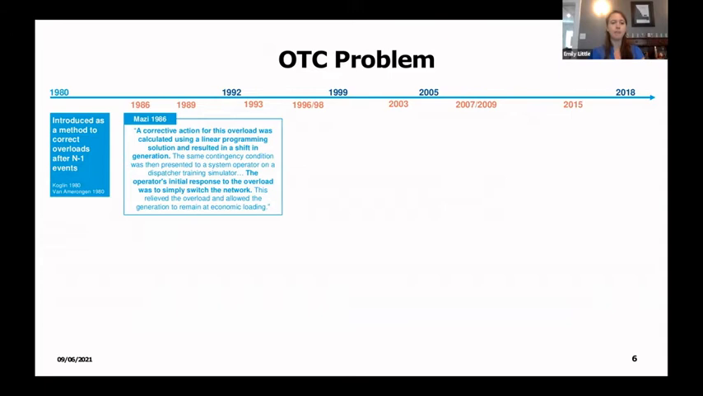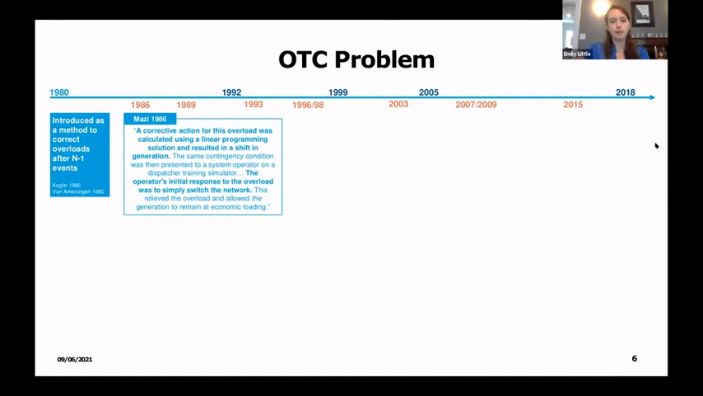in the network. There's a nice quote by Mazzi from 1986, where essentially they calculated a corrective action for a specific overload in the system using a linear program, and this resulted in a shift in the generation. And then they gave the same contingency condition to a system operator, whose initial response was simply to switch the network, which relieved the overload and allowed the generation to remain the same. So it can sometimes be a different way to assess the situation other than redispatch.